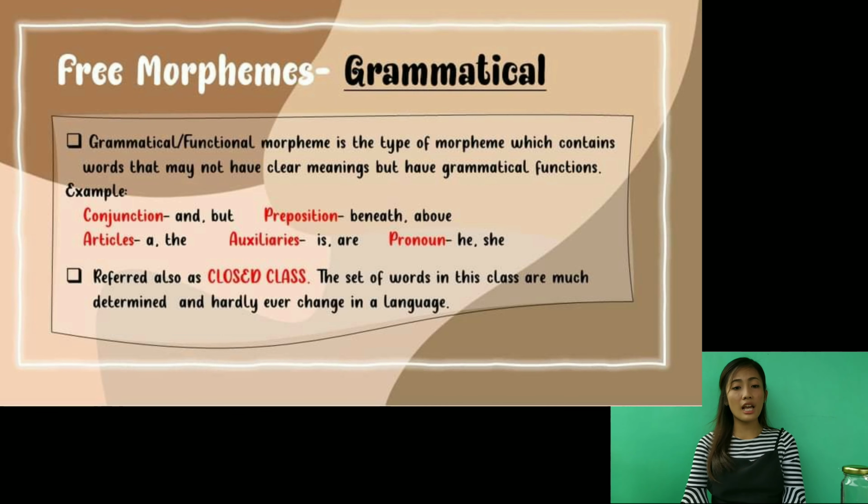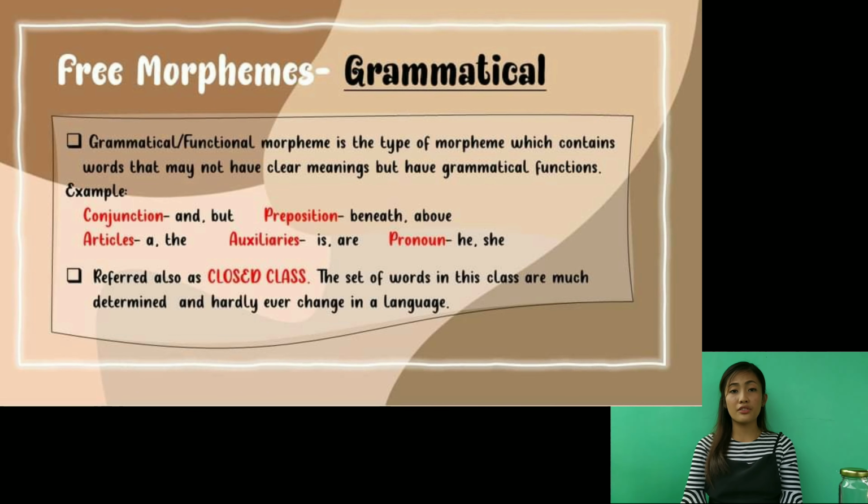So now for the second type of free morphemes, we have the grammatical morpheme. This morpheme is a type of morpheme which contains words that may not have clear meanings but have grammatical functions. Examples are conjunctions like and, but, however, articles like a and the. For the prepositions, examples are beneath and above. For the auxiliaries, examples are is, are, and lastly for the pronouns, examples are he, she.